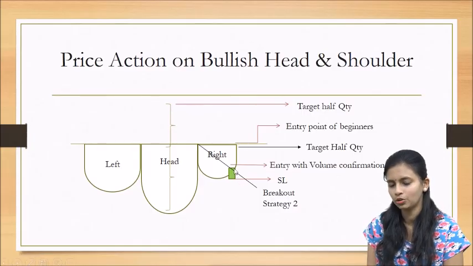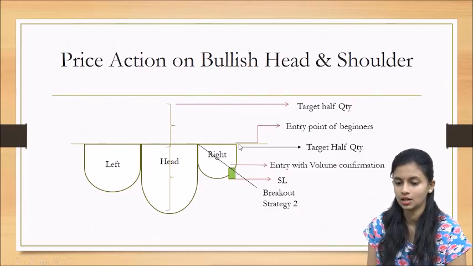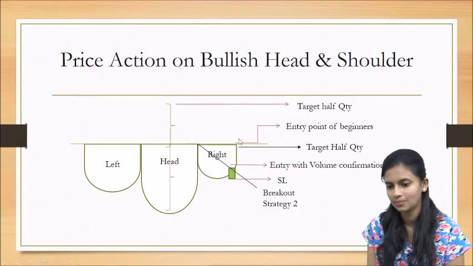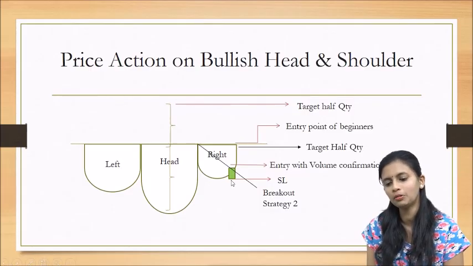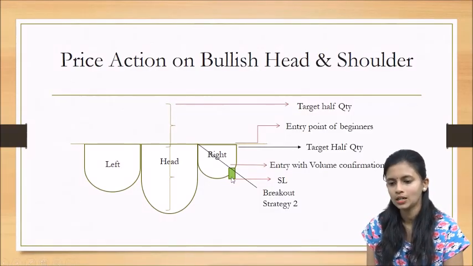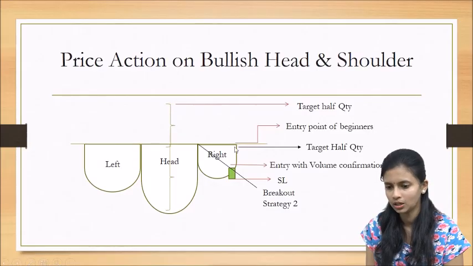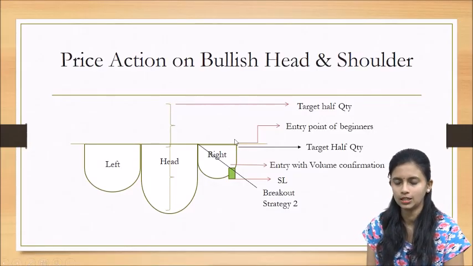Okay, because the normal traders, that is the traders who are not using price action, will enter somewhere here, but you will enter before that, much before that, and your profit will be from here to here for half quantity and from here to here for the rest of the half quantity.